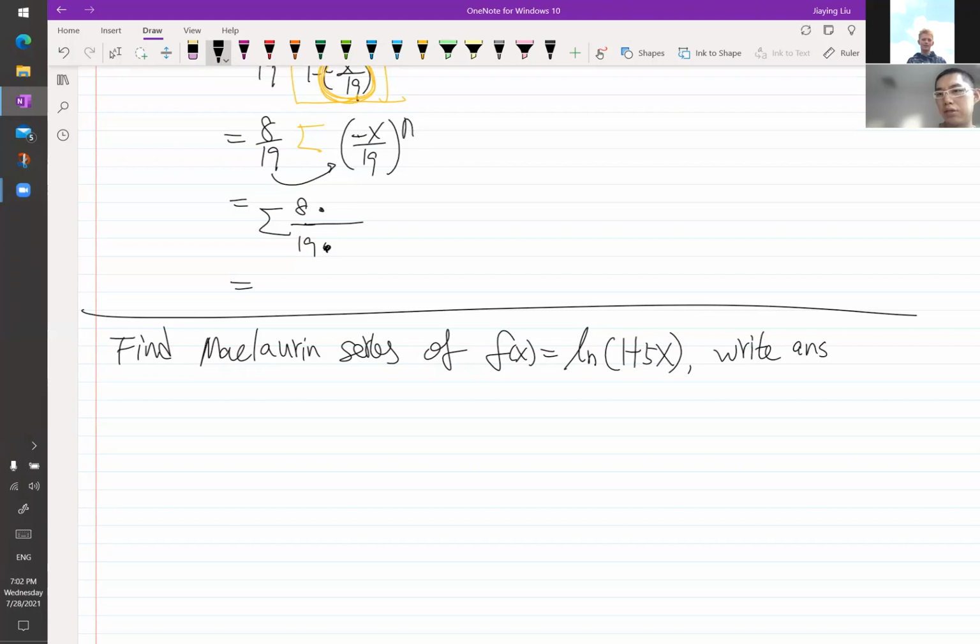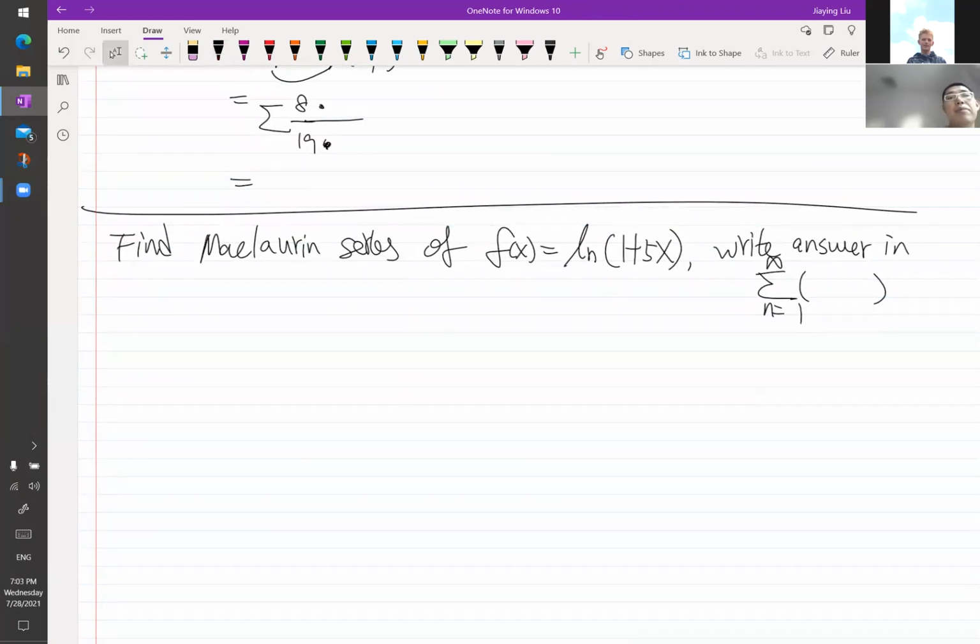Sigma notation will be sigma from 1 to infinity. So it's a little bit different. It's not n from 0, it's n from 1. Right, so we're finding a Maclaurin series, which is basically a Taylor series, but with a equals 0. So keep that in mind.